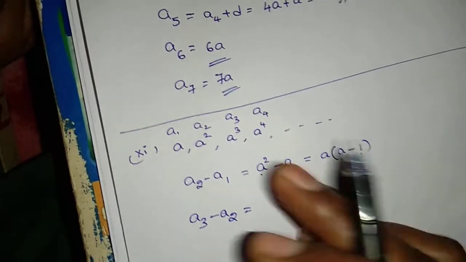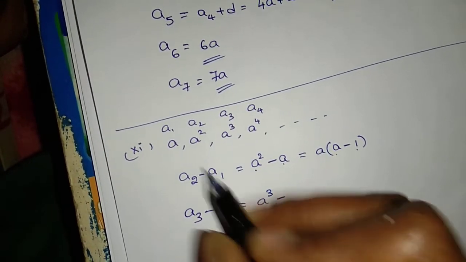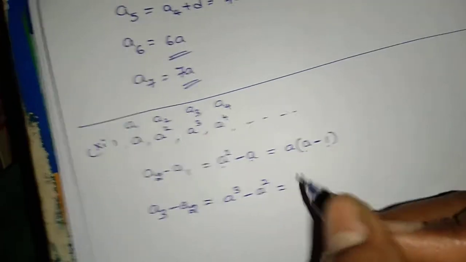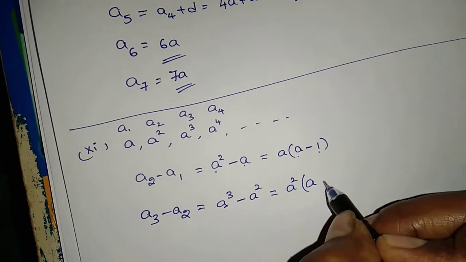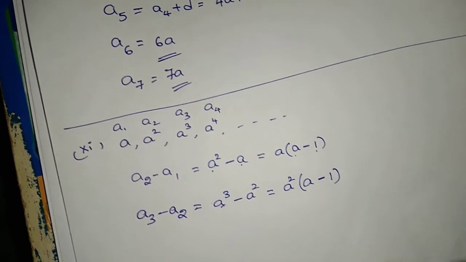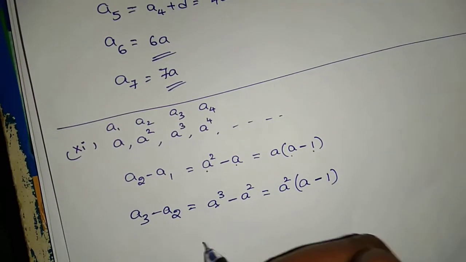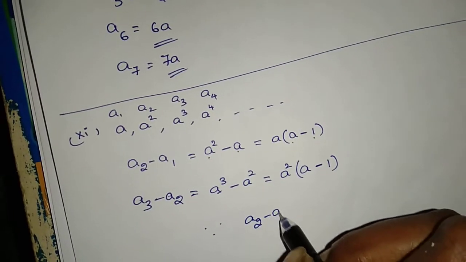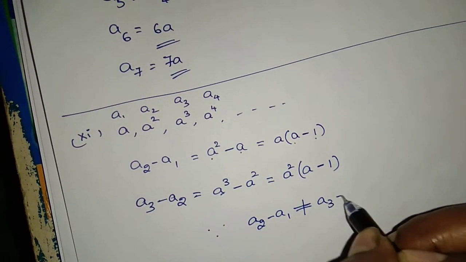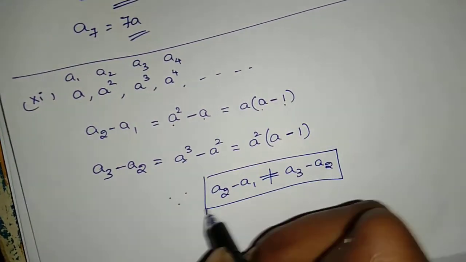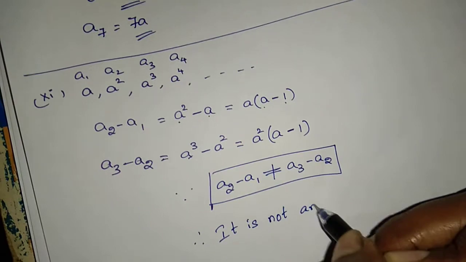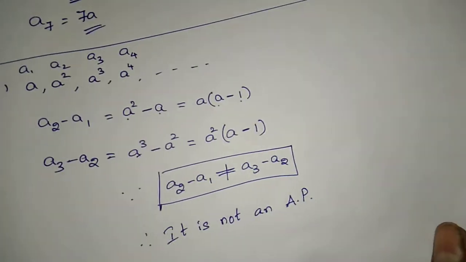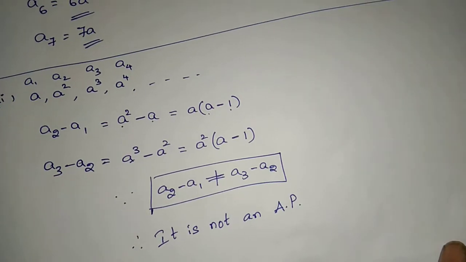What is the a3 value? a cube minus the a2 value a square. What can we take common? Take a square common. Then what is remaining here? 2 are gone, 1 is remaining. a minus, a square is already gone. 1. Are they equal? No. Since a2 minus a1 is not equal to a3 minus a2, then what can we say? Therefore, it is not an arithmetic progression. That's all. Easy. Shall we go to the next one? See the question.